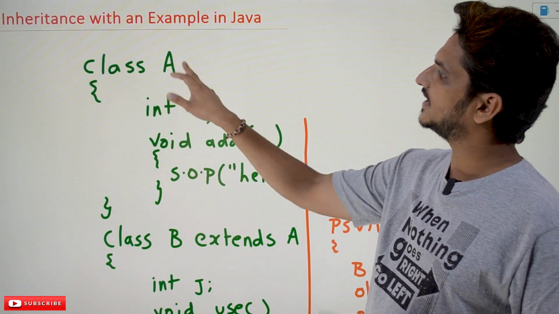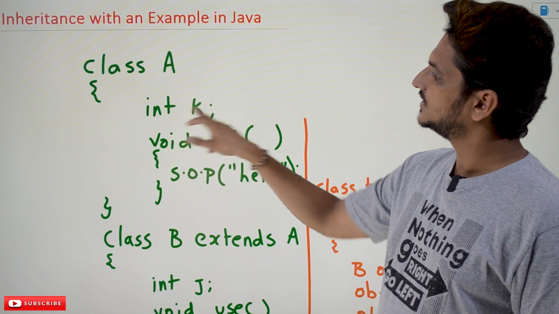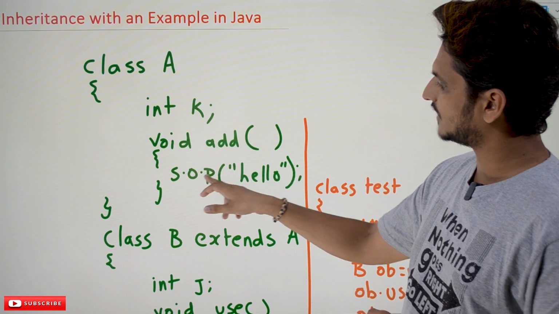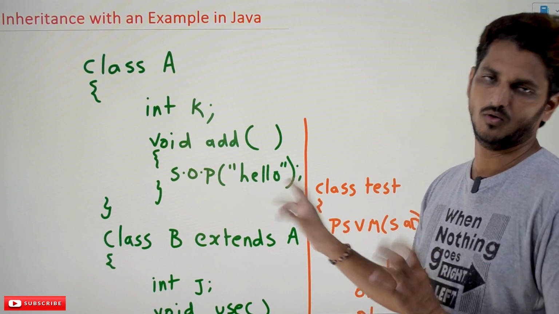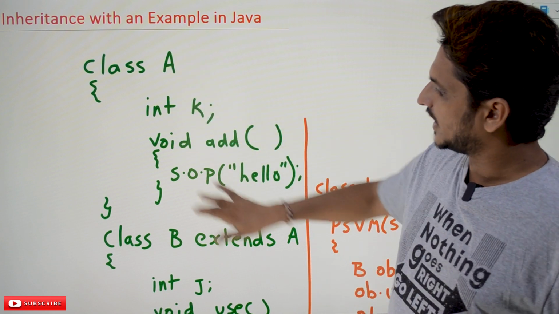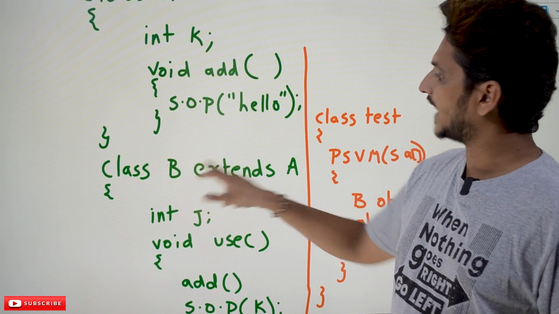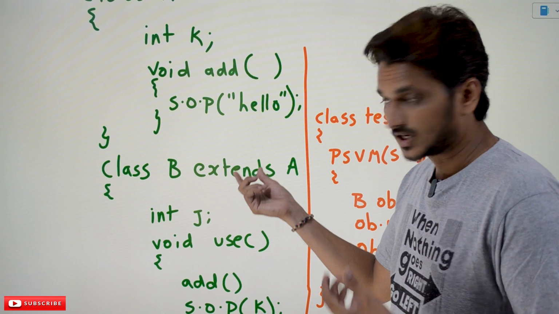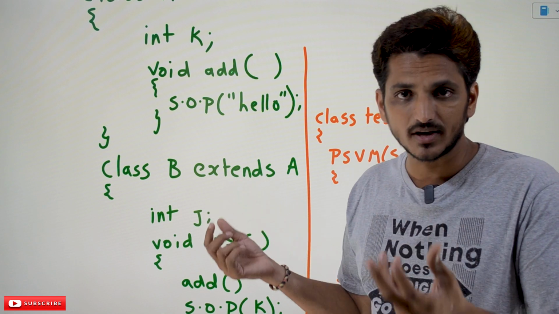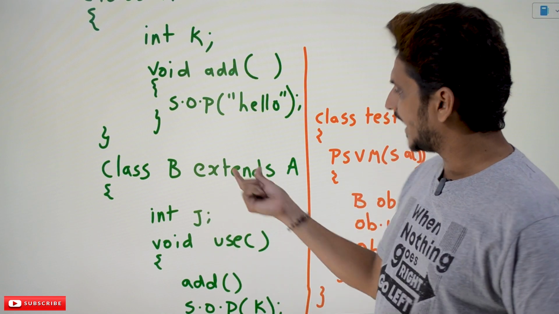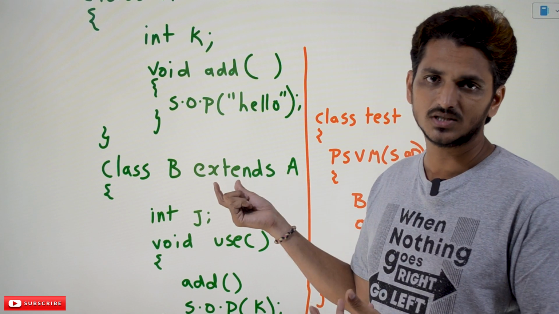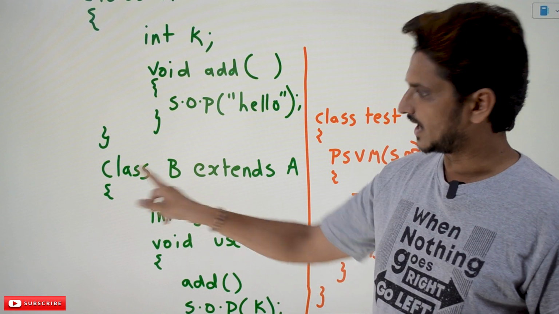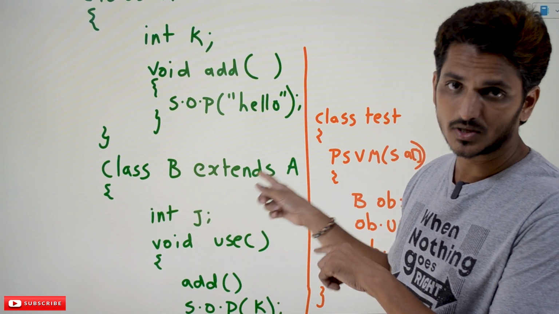So, take a class A. In this class, we have an instance variable k and a method add. In this method, we have System.out.println("hello"). Now take one more class, class B extends A. What's the meaning of that? The keyword extends is used for the inheritance concept. Extends A means inherit the properties of class A. Class B inherits the properties of class A.